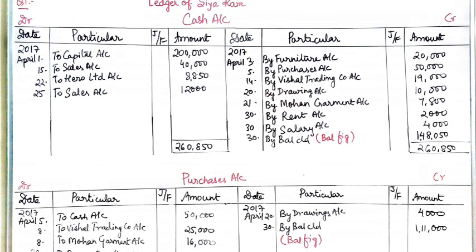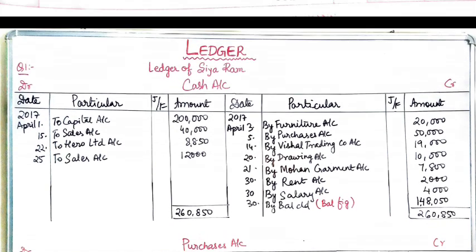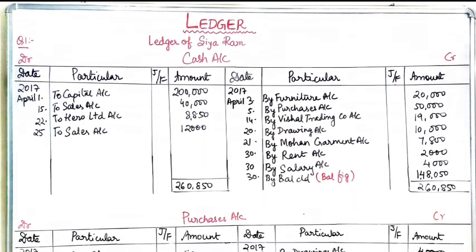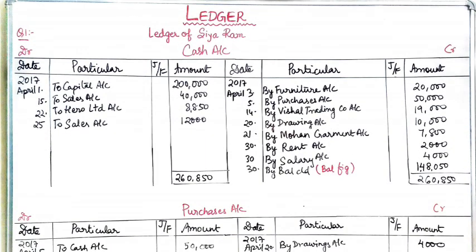So this kind of ledger account continues to be done in correspondence to the above mentioned journal entries. The next part of the chapter will be continued in my next video.